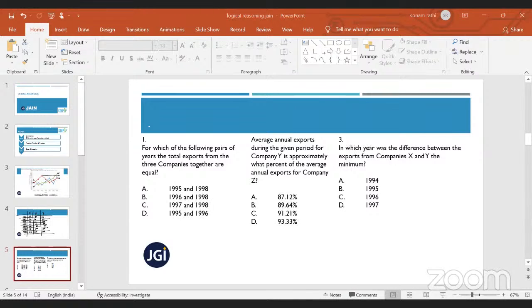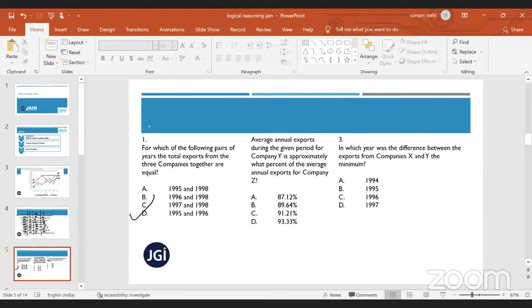Okay, question number 1. You just have to add and check. So 1995 and 1996 are same, 220 crores, right? You just have to do the addition. Question number 1 answer is option D.